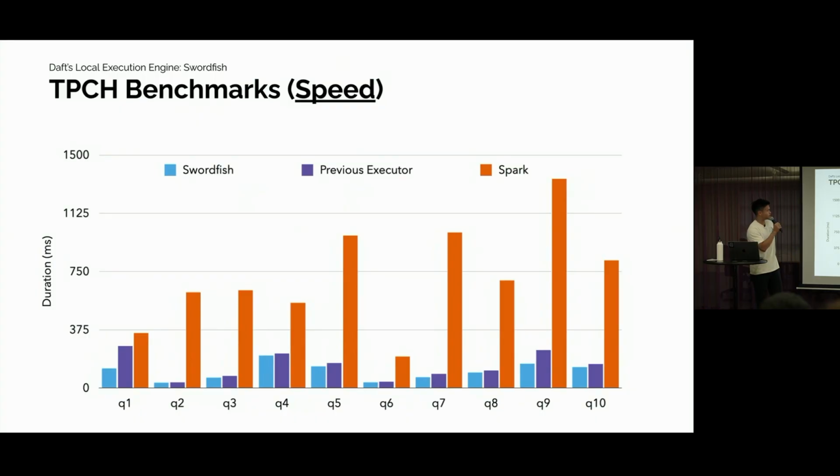Okay, so we implemented Swordfish. Now we got to test it, right? So we're going to show some benchmarks here. The TPC-H benchmark is a set of queries that are supposed to model real-life business queries. It's commonly used across all the database engines. And so we actually see pretty good performance in terms of speed compared to both Spark as well as our previous executor.